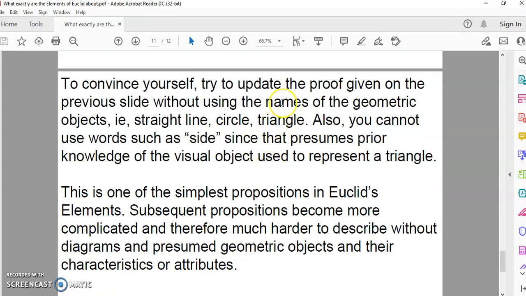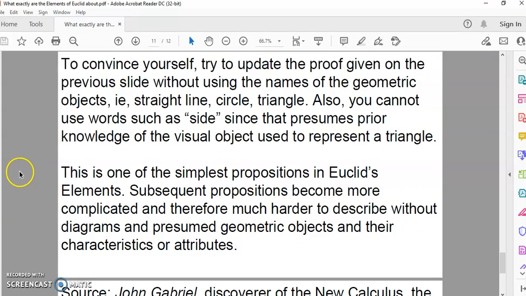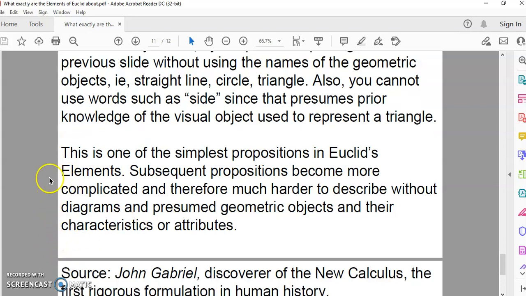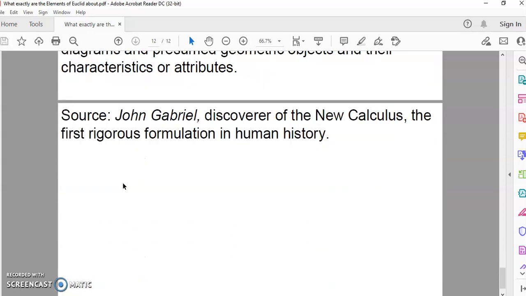So to convince yourself, try to update the proof given on the previous slide without using the names of the geometric objects such as straight line, circle, and triangle. Also, you cannot use words such as side, since that presumes prior knowledge of the visual object used to represent a triangle. This is one of the simplest propositions in Euclid's Elements. Subsequent propositions become more complicated and therefore far much harder to describe without diagrams and presume geometric objects and their characteristics or attributes.